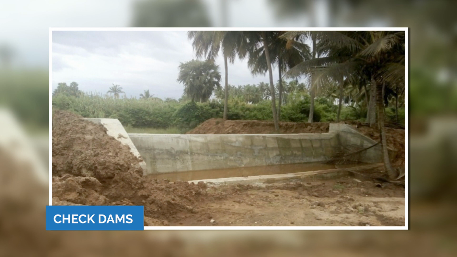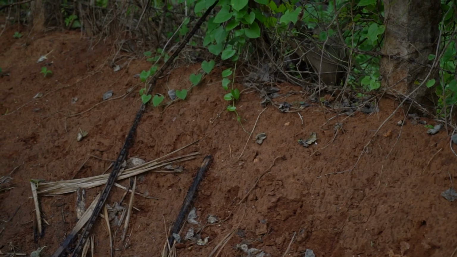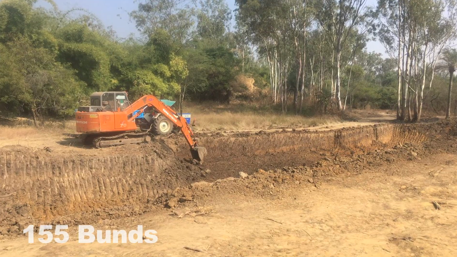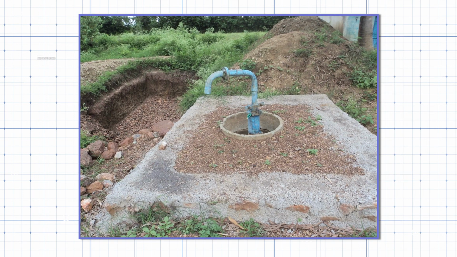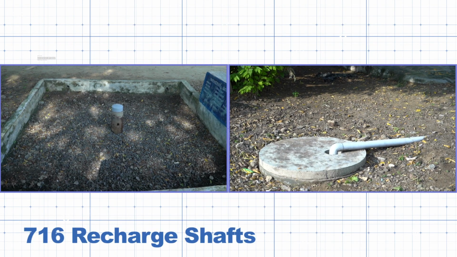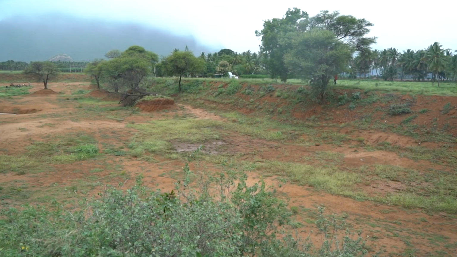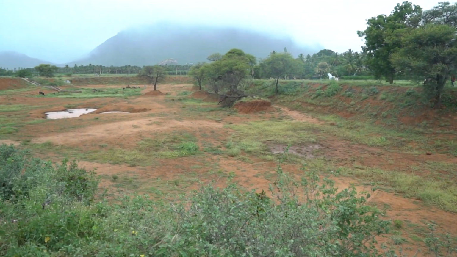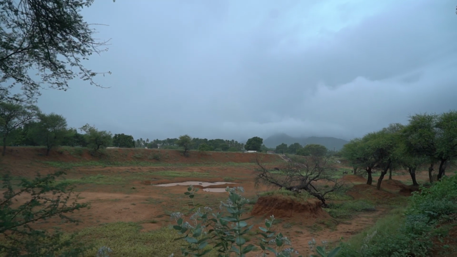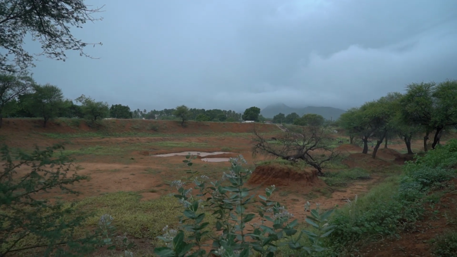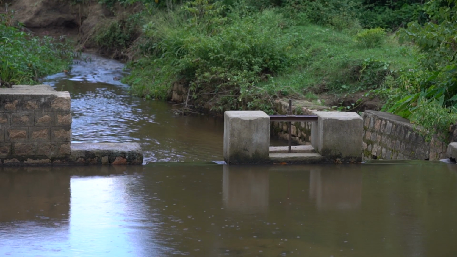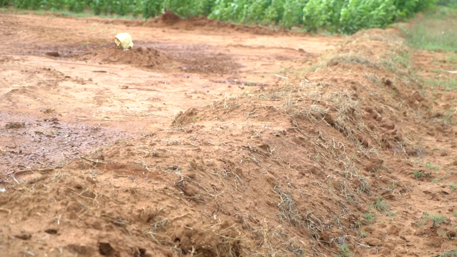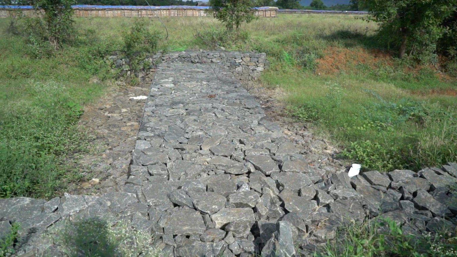As a part of the supply-side interventions, the NAQUIM studies recommended construction of 155 bunds, renovation of 220 ponds, and construction of 716 recharge shafts in 16 most water-stressed firkas of the districts. Detailed locations and designs of the recommended sites were handed over to the District Rural Development Agency, DRDA, Coimbatore. The DRDA, Coimbatore, under the Jal Shakti Abhiyan program, implemented the recommendations of the NAQUIM studies for construction of the artificial recharge structures.